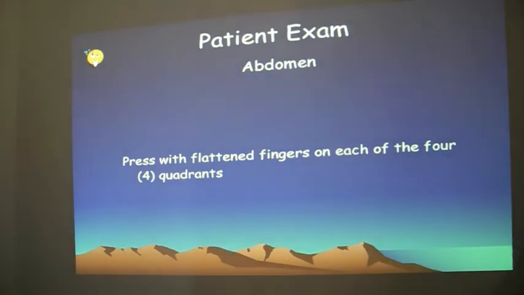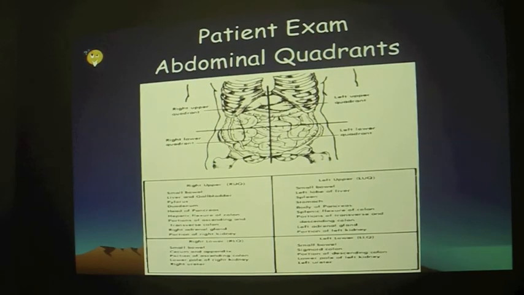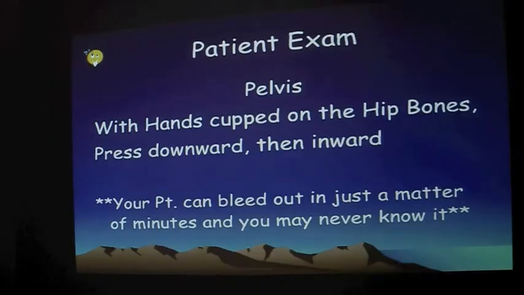Next we move down to the abdomen. You're going to press on the abdomen with flattened fingers in each of the 4 quadrants. So imagine a line going horizontal and vertical through your belly button, and that will take you to the quadrants. Upper right quadrant, lower right, lower left, upper left, belly button, the umbilicus right in the middle.